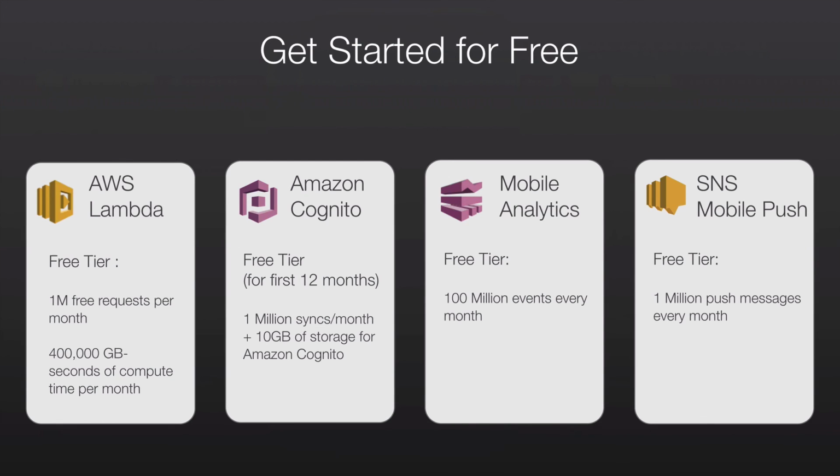Mobile analytics, you'll perpetually have 100 million events every month that you can analyze and gain insights from at no cost. And with SNS Mobile Push, you can perpetually push 1 million messages per month without charge. So it's possible to build and actually scale a mobile app to some extent on AWS without paying anything for the first year, and in some cases not paying anything at any point if you limit your usage of Cognito and make use of other services that have a permanent free tier.